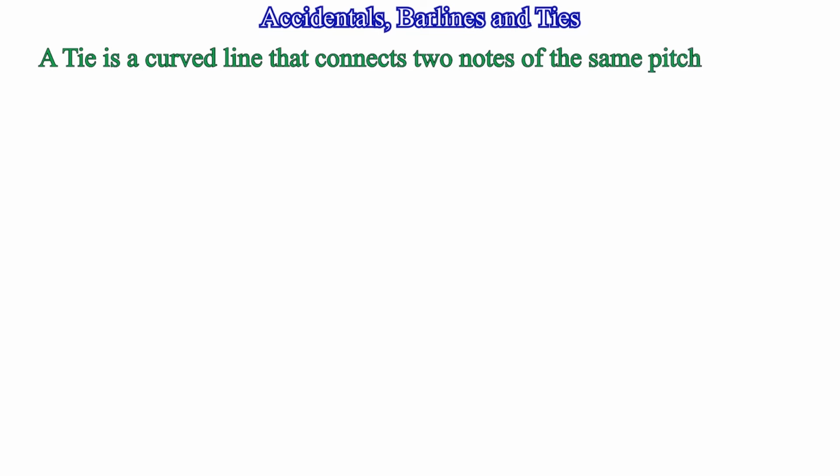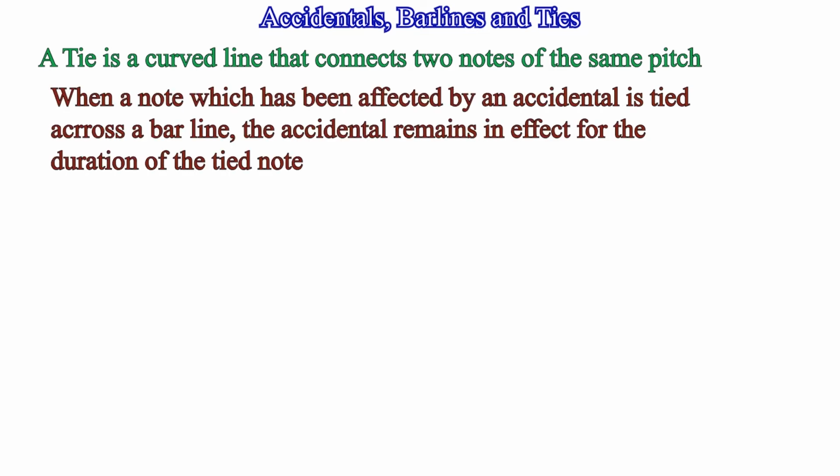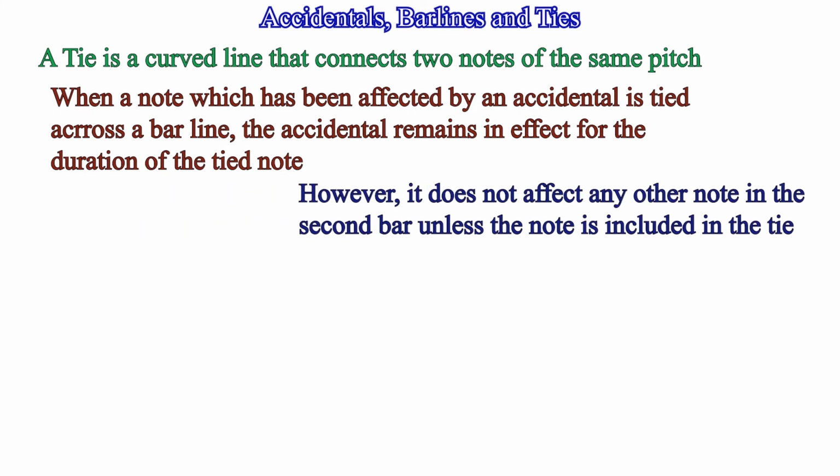Another important fact about accidentals is the effect of accidentals over a bar line when there is a tie. Recall that in lesson 14, we learned about the tie, which is a curved line that connects two notes of the same pitch. When a note which has been affected by an accidental is tied across a bar line, the accidental remains in effect for the duration of the tied note. However, it does not affect any other note in the second bar unless the note is included in the tie.